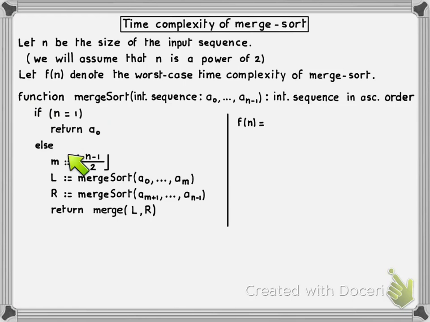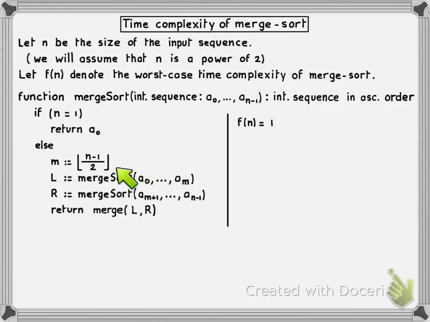How much work does merge sort do? Well, it has to perform these 4 operations here. So f of n is going to be the sum of the amount of work for each one of these operations. So the first one is an assignment statement with simple arithmetic operations. Let's call that a constant time operation. Let's say it takes 1 unit of time. That's the easy one.